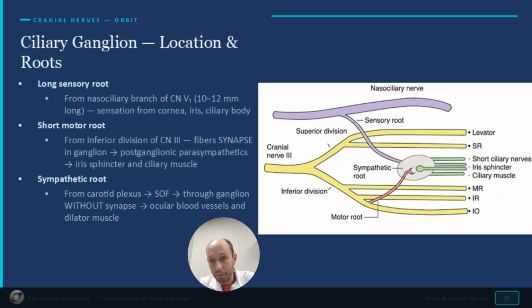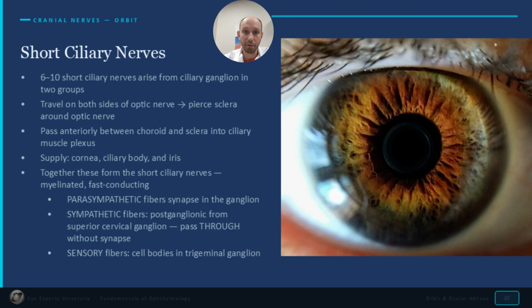And then the sympathetic fibers, they do not synapse. As we know, the sympathetic fibers have already synapsed, and they just travel through the ocular blood vessels, and they travel through the ciliary ganglion and out to the dilator muscle. The long ciliary nerves are about 2 to 3 in number. They will bypass the ciliary ganglion, and they don't carry parasympathetics. They just carry the sensory and the sympathetic fibers as they arise from the nasociliary nerve. And after they enter the eye, they are responsible for pupillary dilation and corneal sensation.